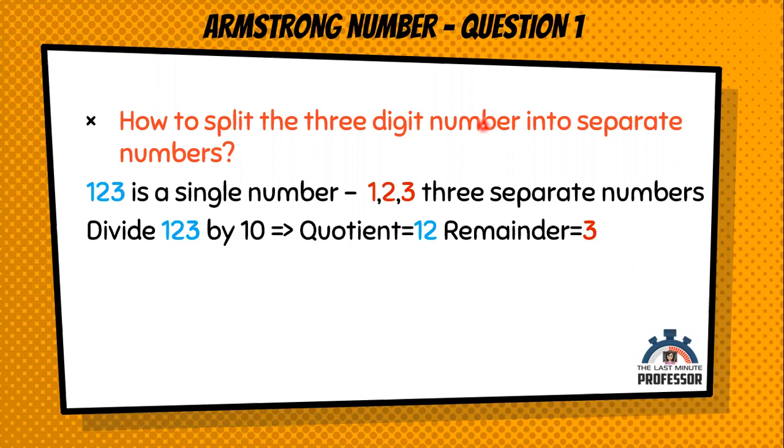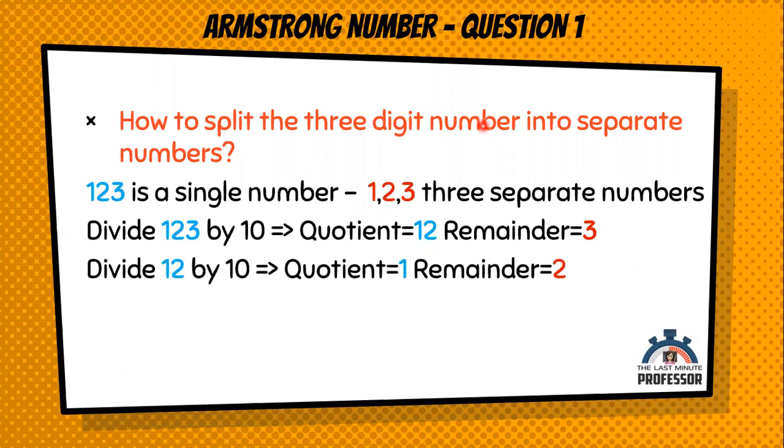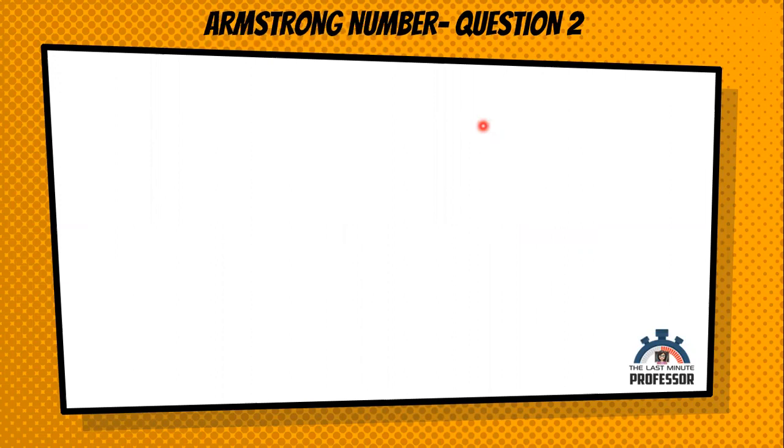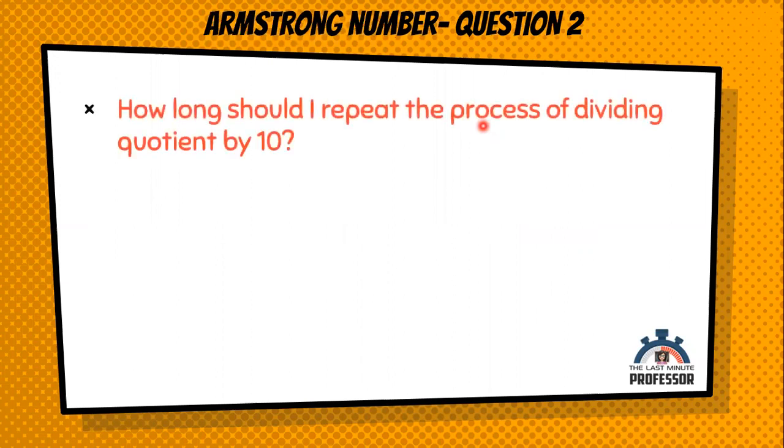Now, divide the quotient in the previous step, that is 12, by 10. Quotient will be 1 and remainder will be 2. The remainder we have obtained now is the number 2, the second last digit of the number, the tens digit mathematically. Similarly, again divide the quotient of the previous step by 10. The quotient now is 0 and the remainder is 1, the number at the hundredth place of the three-digit number. Well, now comes our next question. How long should I repeat this process of dividing the quotient by 10? Simple, until the quotient becomes 0.